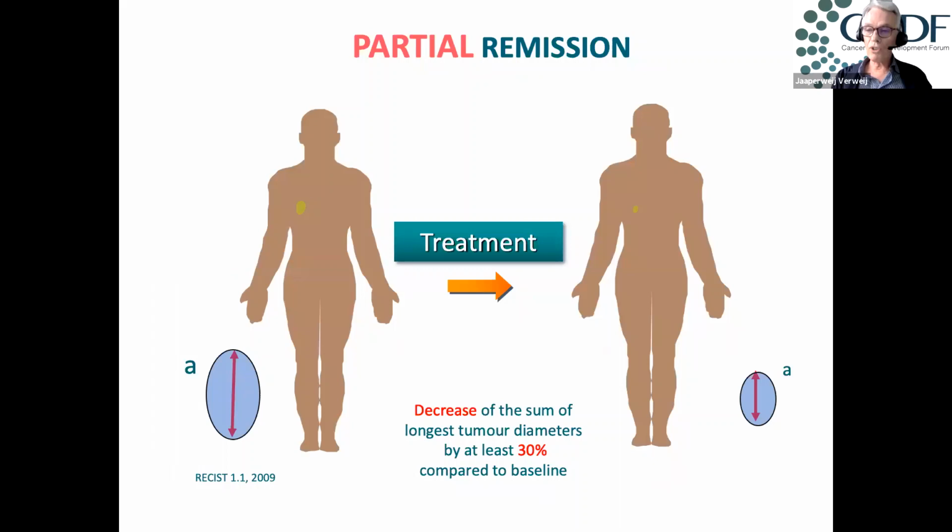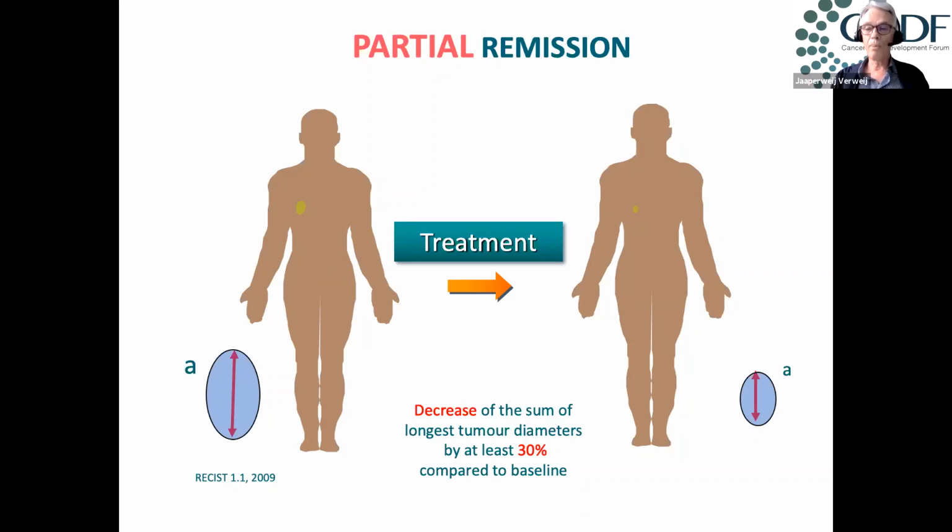We also have a partial remission. If you have something complete, you have something partial as well. There we defined this as the decrease of the sum of the longest diameter by at least 30%. The 30% is an artificial boundary, but it's something that we can use if everybody uses the same language again. You see an example in the ovals on the left and right-hand side of the screen, where you see that that tumor has been shrinking by more than 30%.